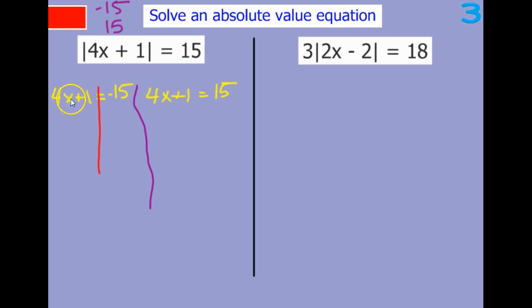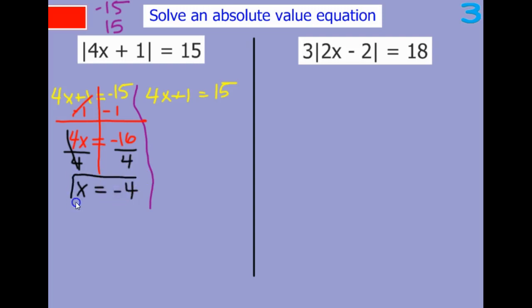So we need x by itself. The opposite of adding 1 is subtracting 1. So those eliminate, and I have 4x. Same sign, add and keep. Negative 15 minus 1 is negative 16. And then divide by 4 on both sides. We get x equal to, and then 16 divided by 4 is 4, but it's a negative.